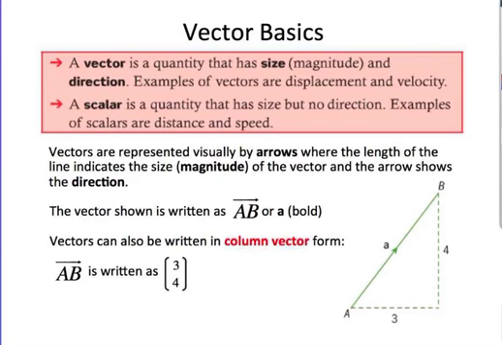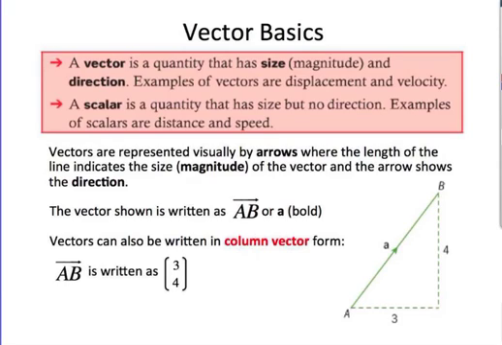A scalar, in contrast, is a quantity that has size but no direction. So examples of scalars are distance and speed, temperature, weight, all right? Vectors are represented visually by arrows, where the length of the line indicates the size or the magnitude of the vector, and the arrow shows the direction.